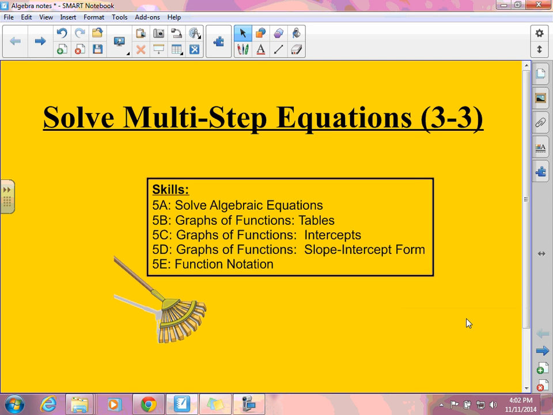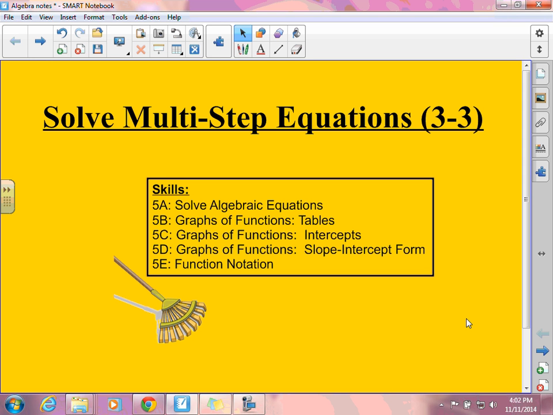Going to start with our new chapter, and you're going to notice that I have several standards in chapter 5. There's solve algebraic equations, graphs of functions with tables, graphs of functions with intercepts, graph of functions with slope-intercept form, and 5E is function notation. So you're going to notice that we're in section 3.3. You'll find this in your textbook. Chapter 3, Section 3, and we're solving multi-step equations.